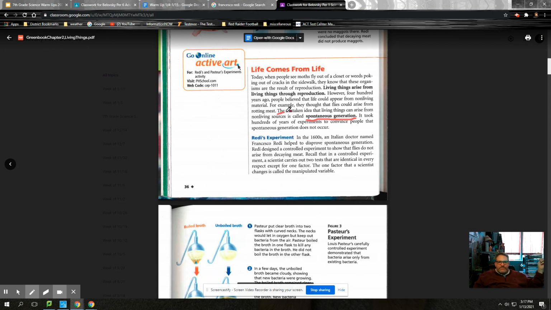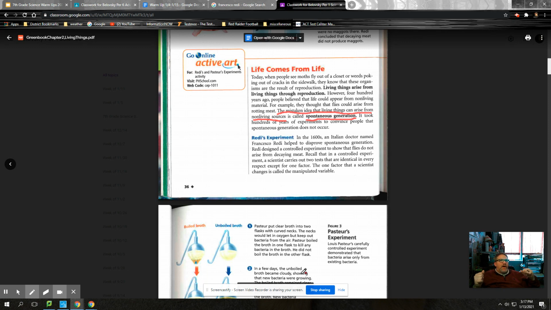Spontaneous generation is this. It is the mistaken idea that living things can arise from non-living sources. Hit pause and type that in. Okay, so what is spontaneous generation? Spontaneous generation is the belief that something living can come from something non-living.